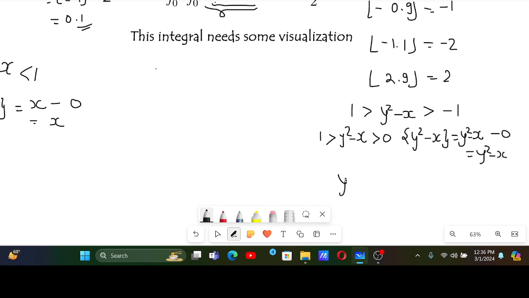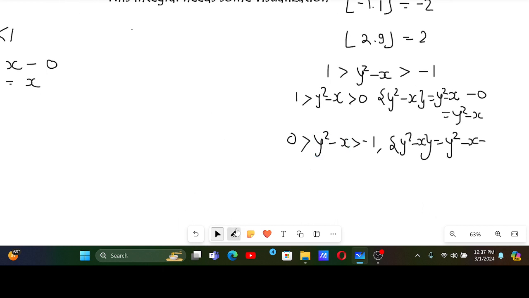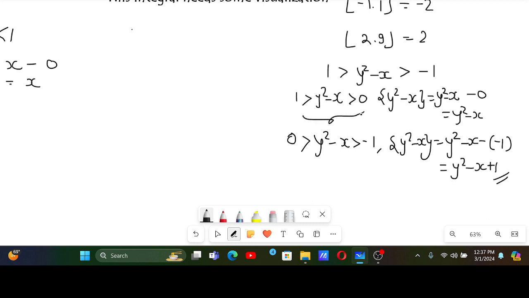But whenever this is in between 0 to minus 1, in that case the fractional part will be this number minus the floor, which is now negative 1, so minus negative 1. So this will open up as y square minus x plus 1. So basically we can open up the fractional part in these two ways depending upon whether y square minus x lies in this range or the other one.